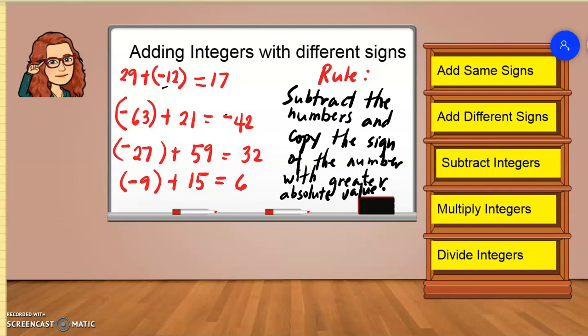The same with negative 27 plus 59. The number with a greater absolute value is 59. And what is the sign of 59? It's positive, so that's why we have a positive 32, which is our answer. And the last one, same thing. The absolute value of negative 9 is 9, and the absolute value of 15 is 15. So the number with greater absolute value is 15. That's why our answer is a positive number, which is positive 6.